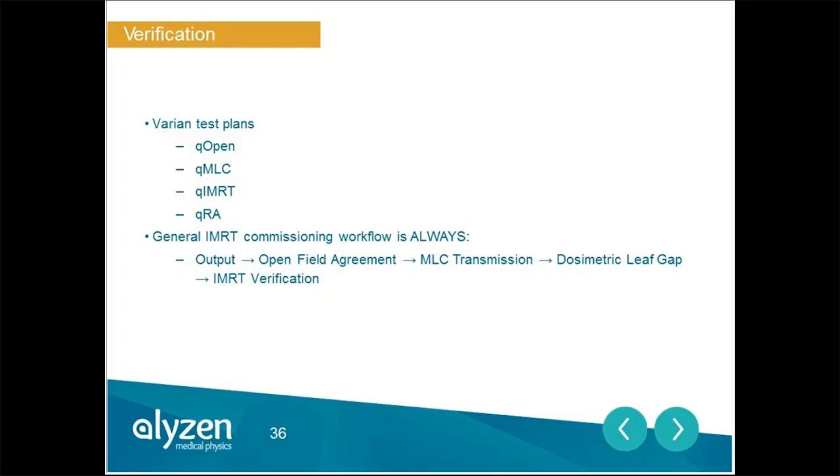I should note that you can't do dosimetric leaf gap without doing MLC transmission because you can't separate the two out. MLC transmission is the only one that you can separate away from dosimetric leaf gap. You can't do it the other way around. And then once we get the dosimetric leaf gap dialed in, we can move on to IMRT and RapidArc verification.